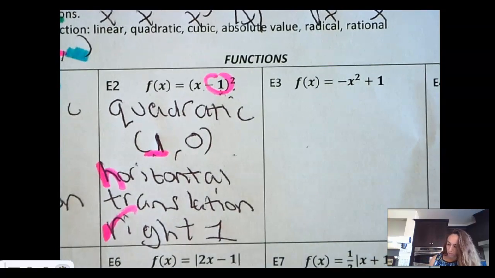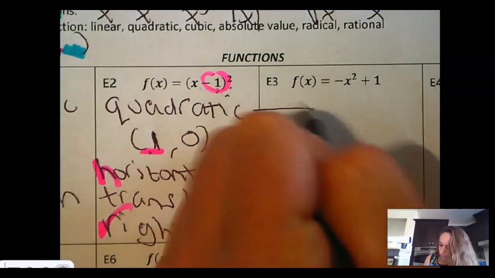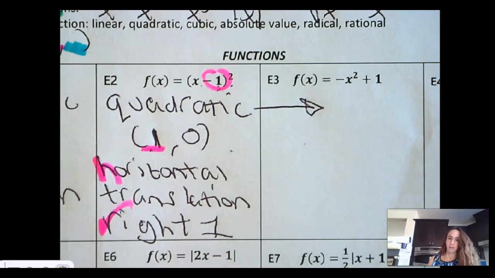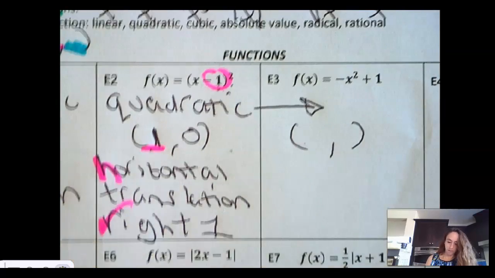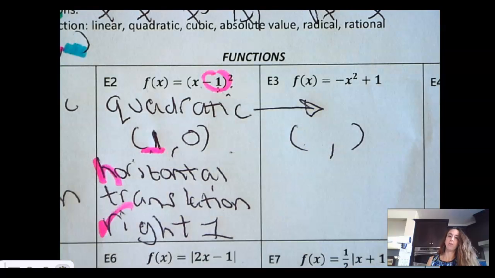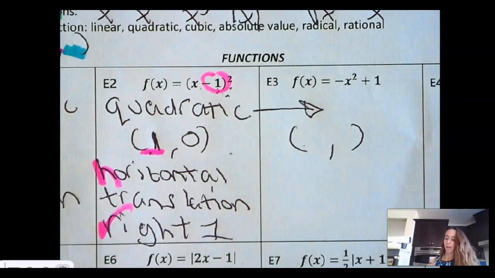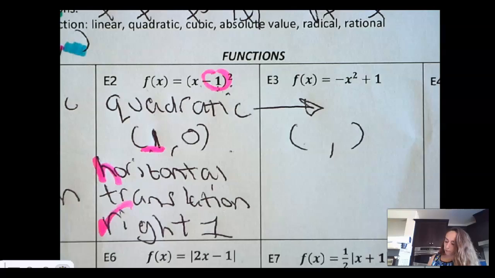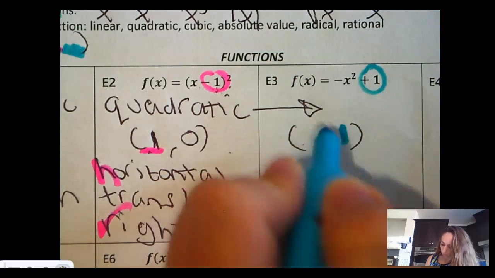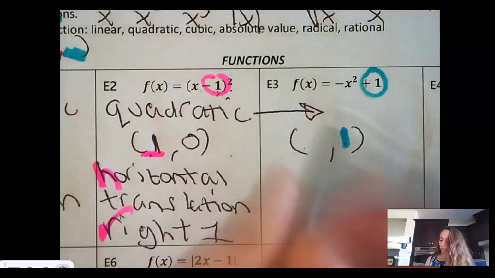All right, let's do the next one. The next one, I see it's squared, so it's quadratic. I'm too lazy to write it again. Now I need the vertex. There's nothing with the x. I know you see the negative, but it's what's being added or subtracted. There is something with the y. Okay, so it's 0 comma 1.